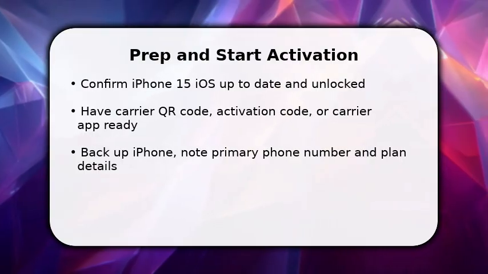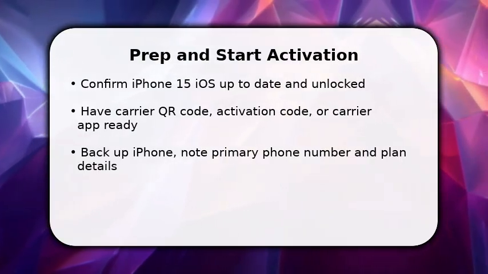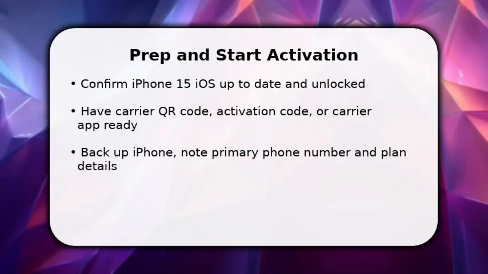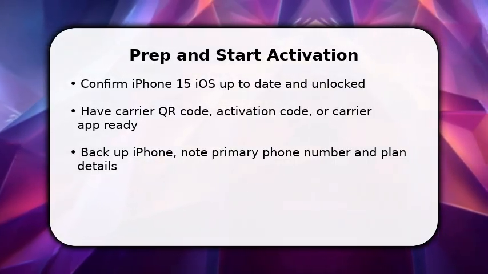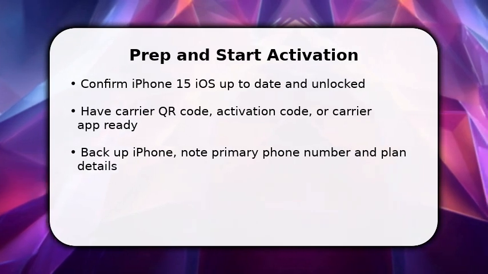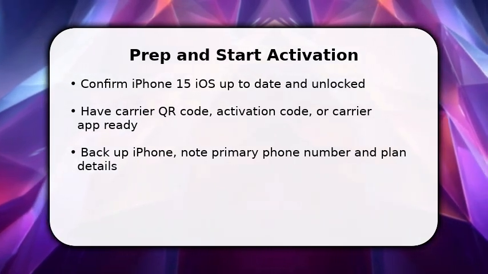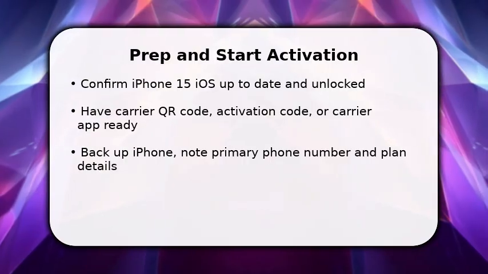If you have a carrier QR code, choose Add Cellular Plan and point the camera. If you have an activation code, enter it manually or install via the carrier app. You do this to provision a digital SIM profile, so the network recognizes your device for calls and data.